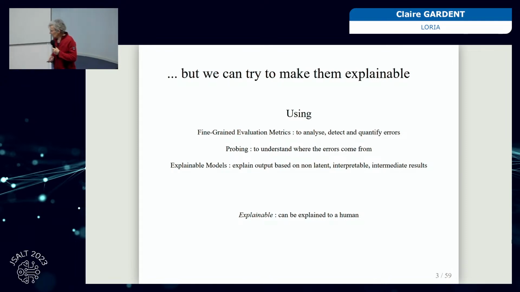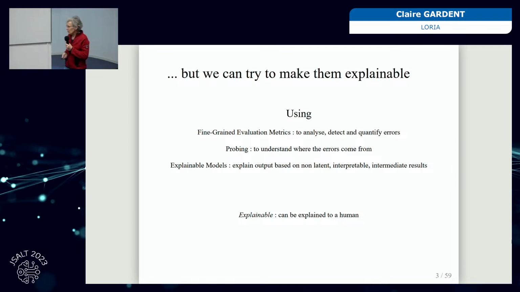A second way is to use probing methods to understand where a certain type of error comes from, and what kind of model architecture is most likely to induce that type of error. It's called probing, and I will present some probing methods we developed to understand where omissions come from in conditional generation.